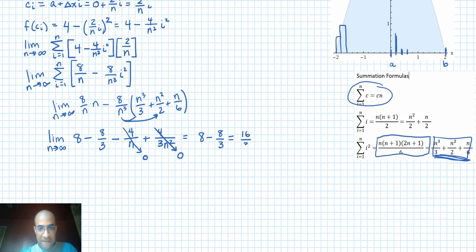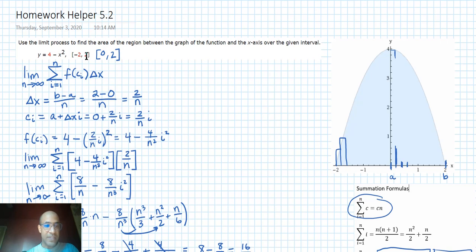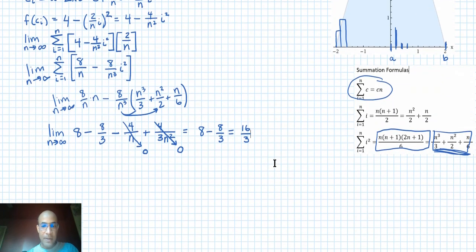Don't forget that in the very beginning, I simplified the problem by making it go from 0 to 2. And so instead of doing this entire region here for the graph, I just started from 0 to 2. So I do have to multiply my answer by 2, because 16 over 3 is just the area of half of what I'm interested in. So I'm going to multiply that by 2. Of course, that's 32 divided by 3. Okay? That is the hard way. That's the long way, the limit process for finding the area under the curve.